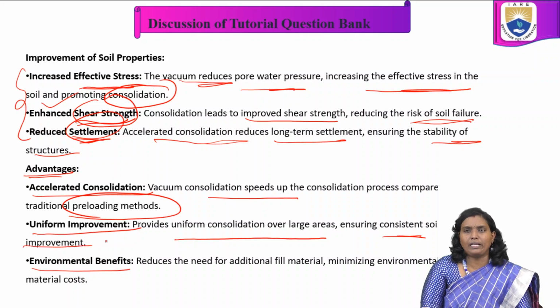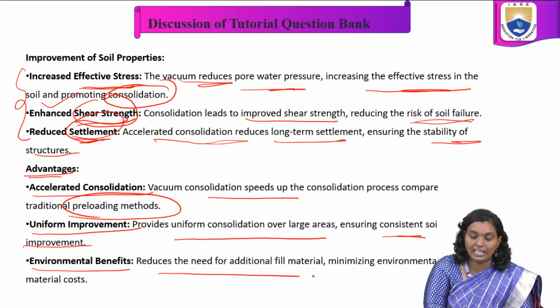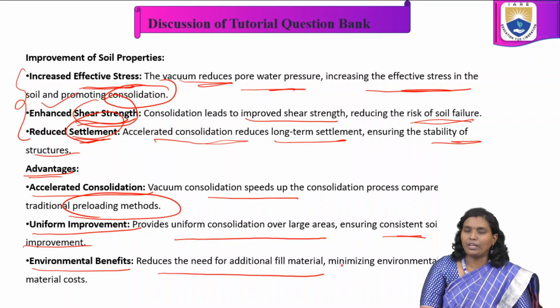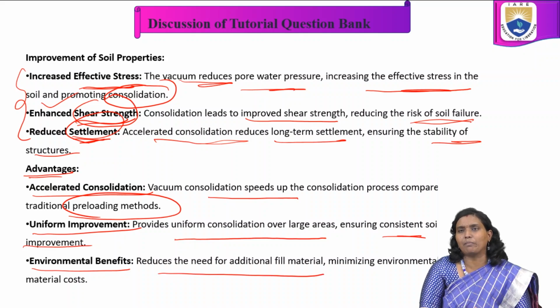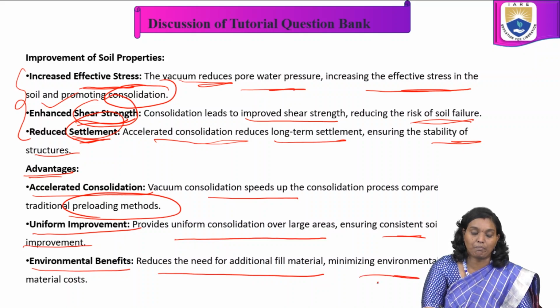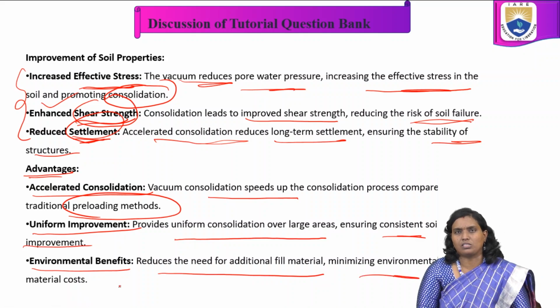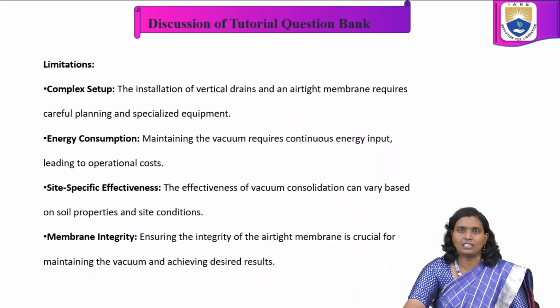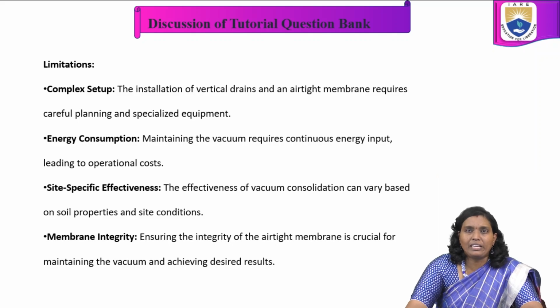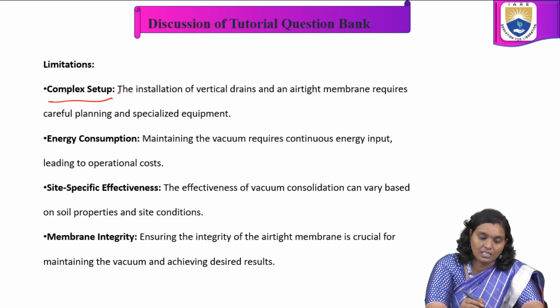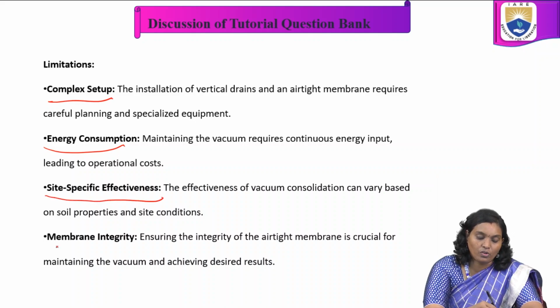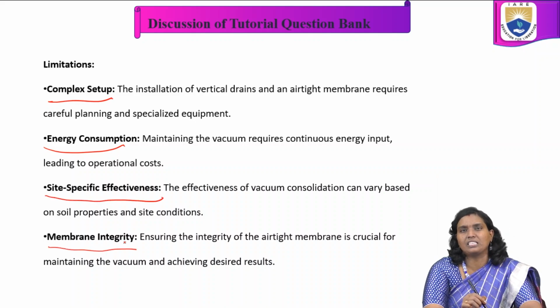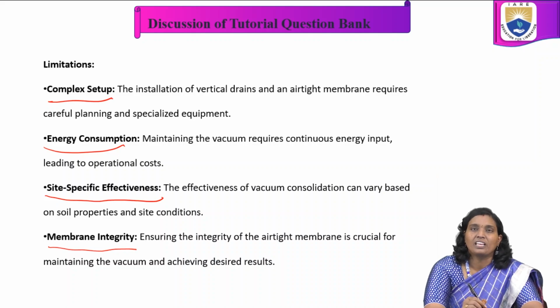And also environmental benefit: it reduces the need for additional fill material. Unlike preloading, it does not require any kind of filling material, minimizing the environmental impacts and material cost. This is also one of the advantages which we observe in vacuum consolidation. Coming to the limitations: complex setup, energy consumption, site-specific effectiveness, and membrane integrity. These are the limitations which we observe in this vacuum consolidation technique.